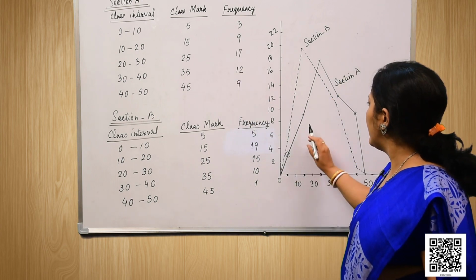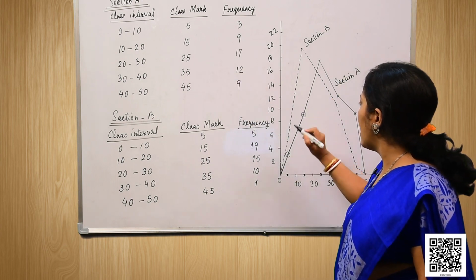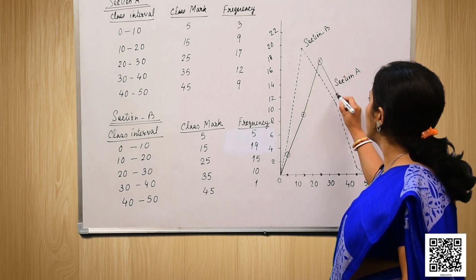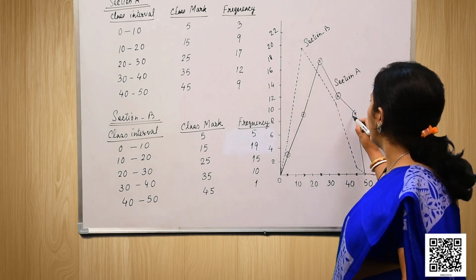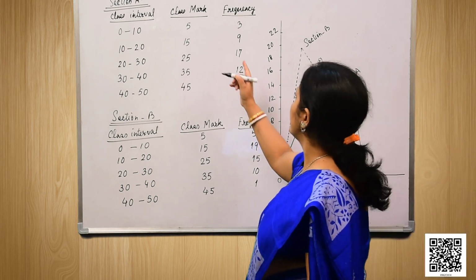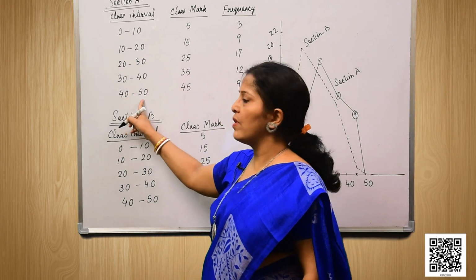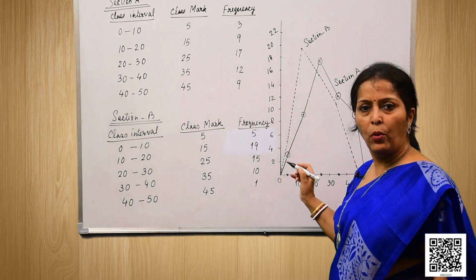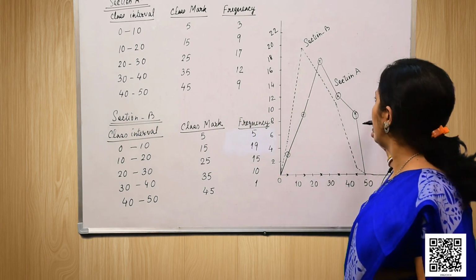So on top of 15 we have the frequency 9, then we have 17, then we have 12 and then it's 9, and then we join both the ends to the endpoints. That is first one with 0 and the last one with 50. The straight lines drawn in dark and bold color is for section A.